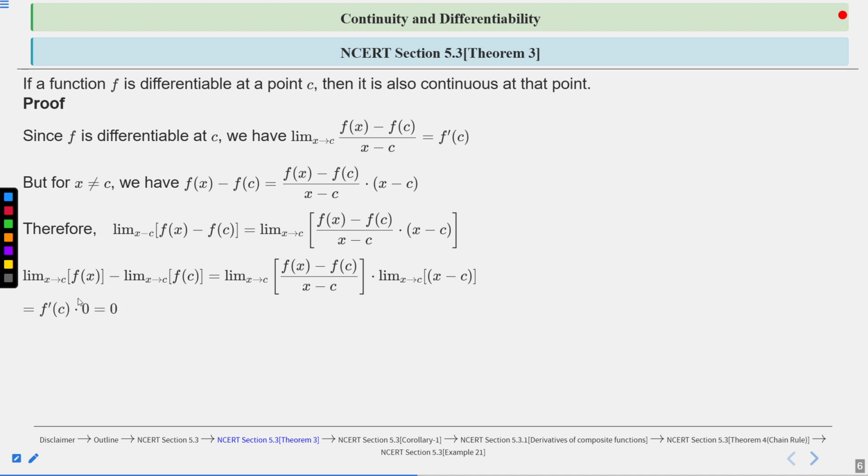This term will be f dash c, and this term will be 0, right? So f dash c into 0 will be equal to 0. So finally we can say that the limit as x tends to c of f(x) is equal to f of c. So if a function is differentiable at c, it will also be continuous at c. Clear? This is the condition of continuity that we have already studied. Okay, let us move to the next part.